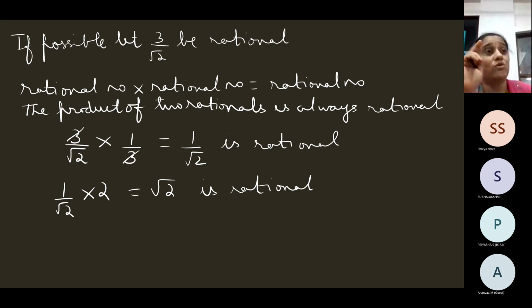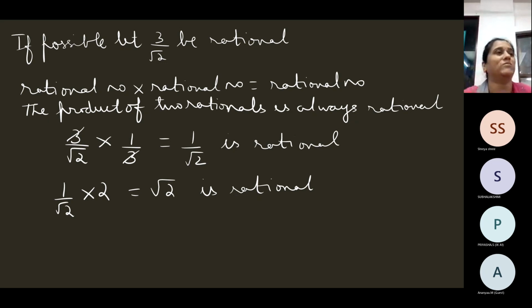You want to get root 2. You don't want 1 by root 2 because you cannot apply the theorem. How will you get root 2? Multiply by 2. Again, 1 by root 2 is rational, so multiply by 2; the product of two rationals is always rational. When you multiply by 2, you get root 2. Now by this, root 2 is rational. But this is the contradiction. Root 2 is irrational. That we don't have to prove.